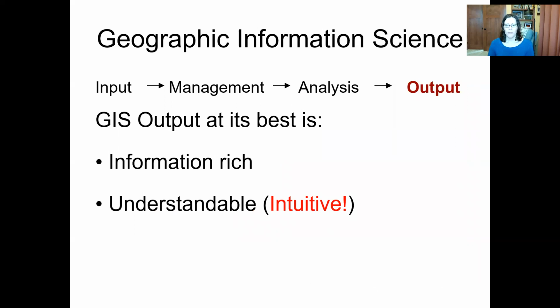All right, and then the last piece is the output piece. GIS output in the best case scenario is both information rich and intuitive or understandable. Those are two axes. You can be really intuitive with very little information. You can have no intuition with tons of information. So the art form is balancing those two pieces to the point where people can still understand your map, but there's a lot of cool information that they can dig into.